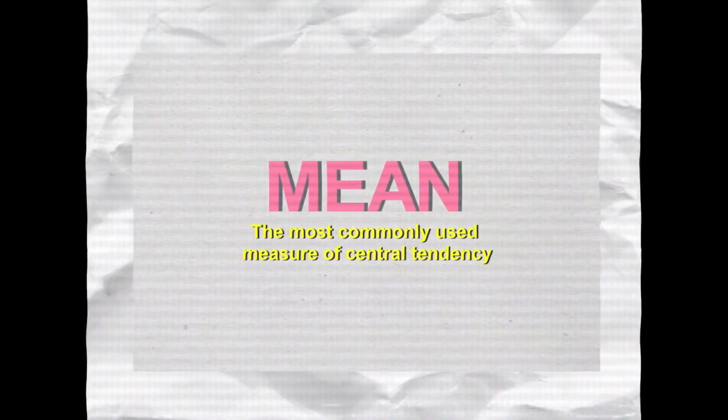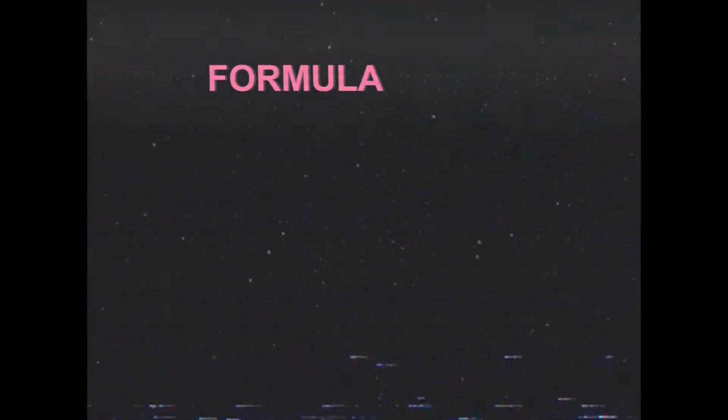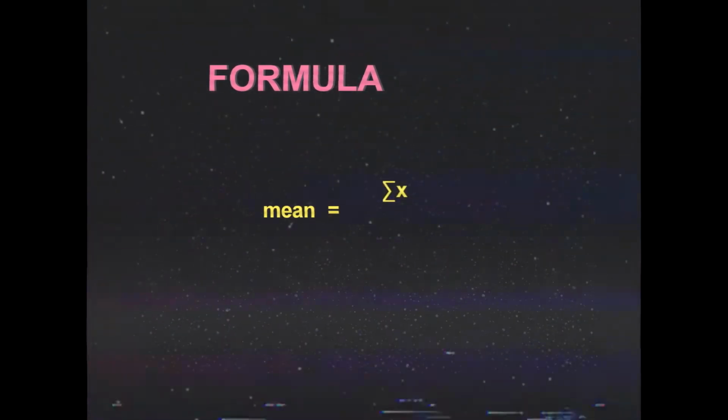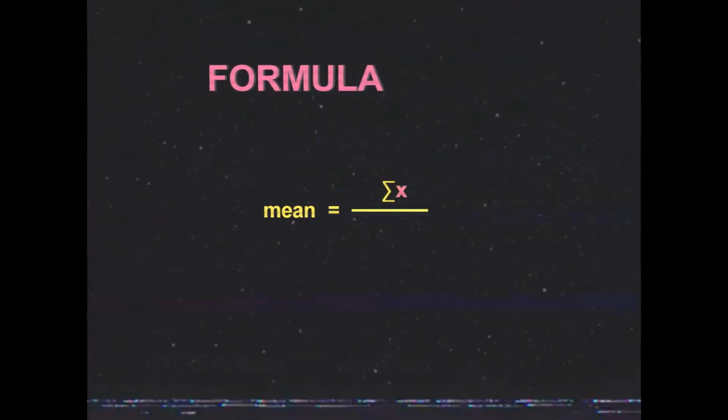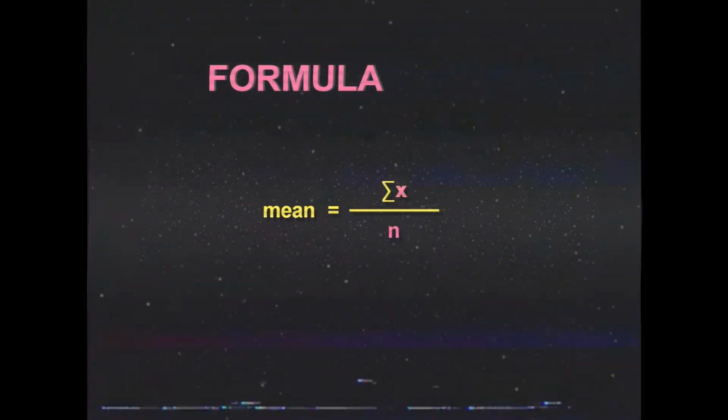The mean is the most commonly used measure of central tendency, and it is also known as the average of all the numbers in the dataset. Additionally, the mean is the middle number in the set with regards to its value. The formula for the mean is quite simple. It's basically the summation of all the numbers in the set, which is represented by x, divided by the number of cases, which is represented by n.